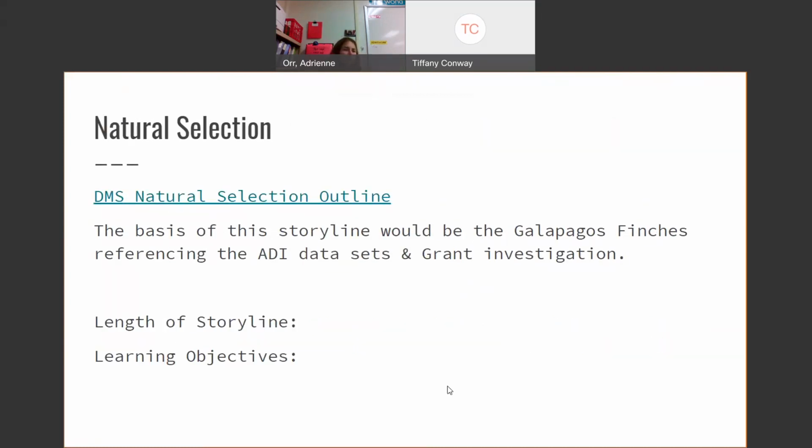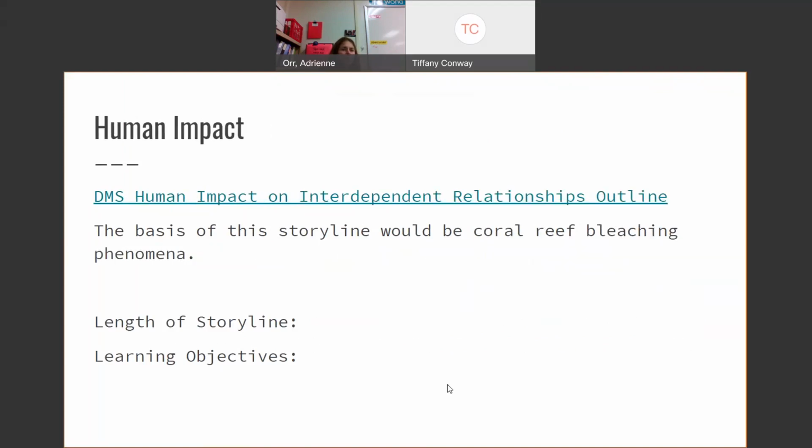So if you skip to the next one, I probably will have to fix those links because I don't know what I was thinking. But same thing that I did on the McKenna one, I linked our outline. Again, they're going to be rough.